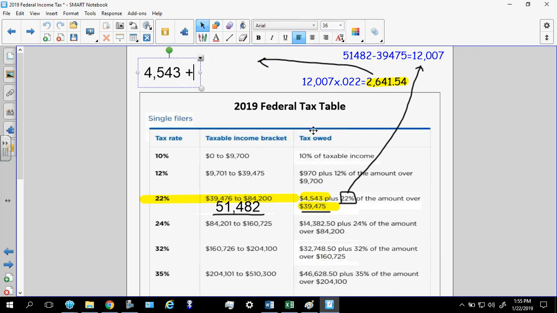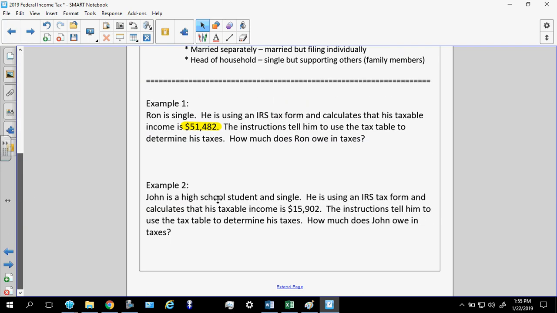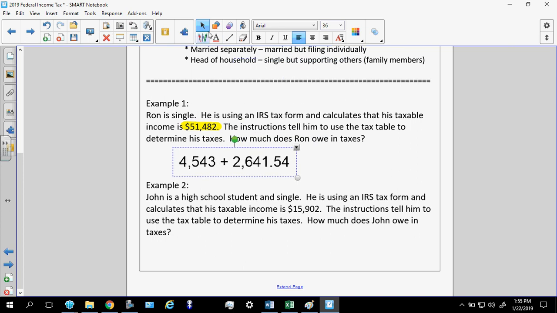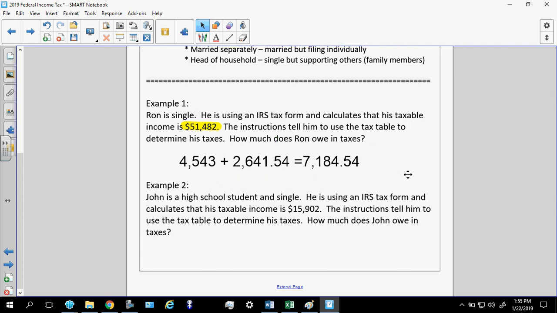So I'm going to add $2,641.54. So when I do that, going back to my work here, I'm going to add that together. And so when I do that, I get an answer of, so how much does Ron owe in taxes? Well, he owes, after I add those up, $7,184.54.